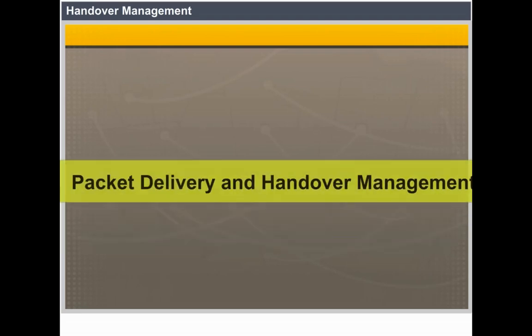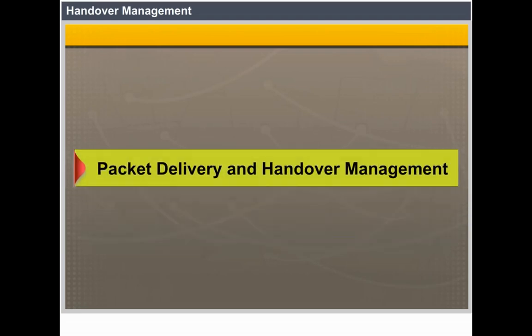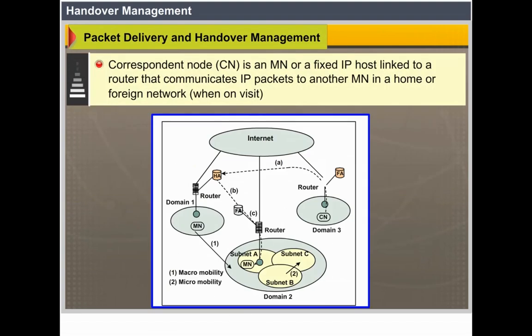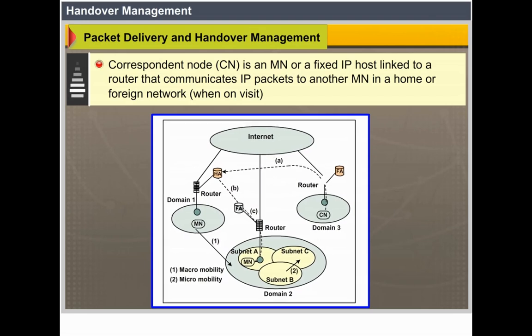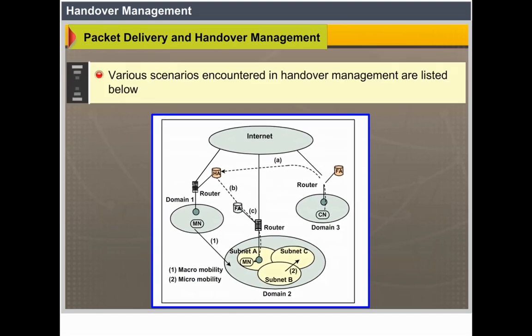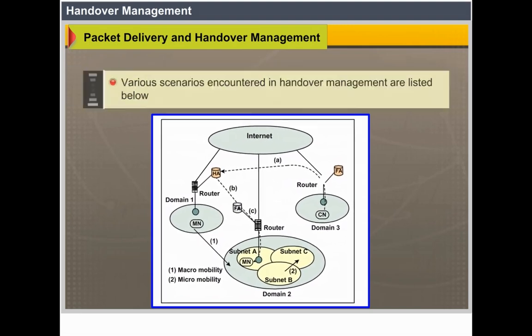Handover management. Packet delivery and handover management. Correspondent node CN is an MN or a fixed IP host linked to a router which communicates IP packets to another MN in a home or foreign network when on visit. Various scenarios encountered in handover management are listed below.